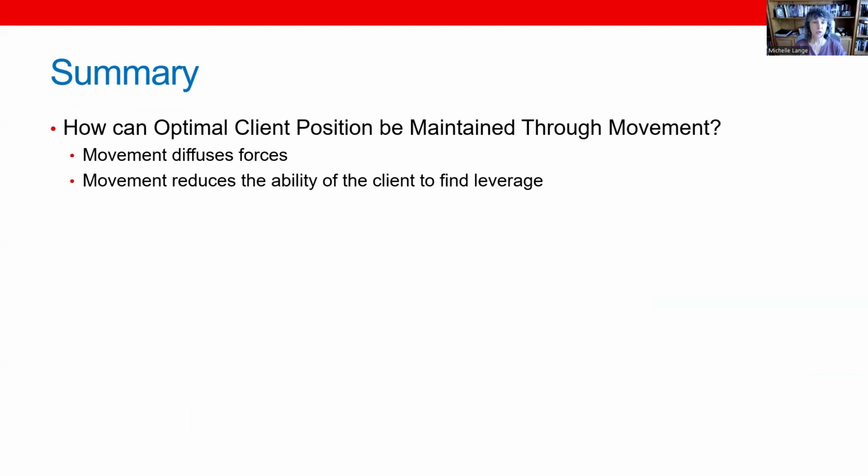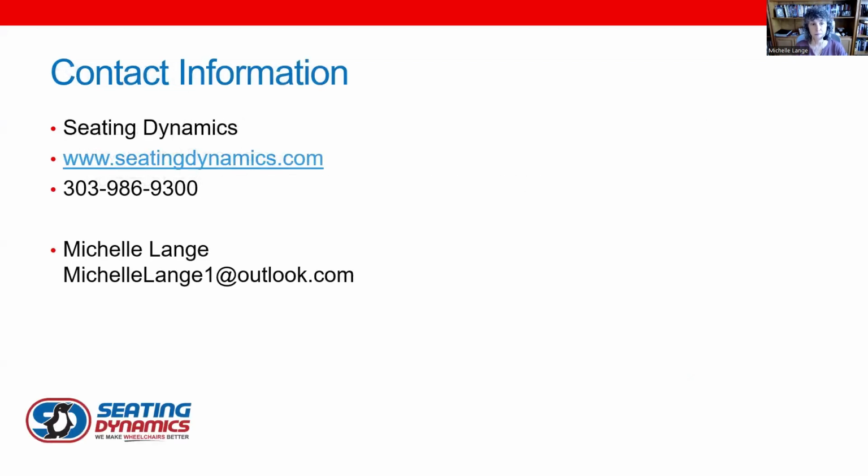So, how can optimal client position be maintained through movement? Well, movement diffuses forces. It takes the wind out of this client's sails. It reduces the ability of the client to find leverage. And so they maintain their posture once they return to their starting position.